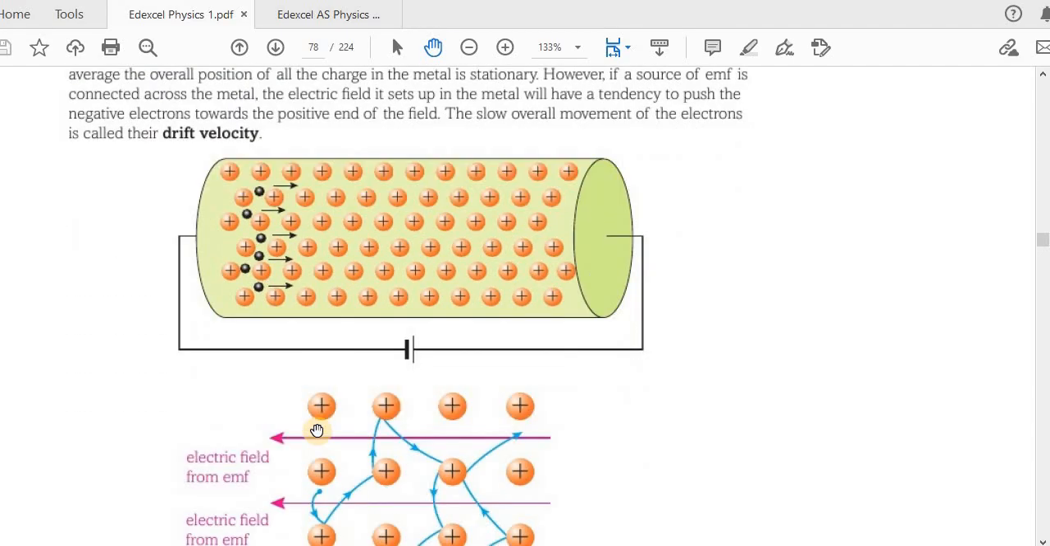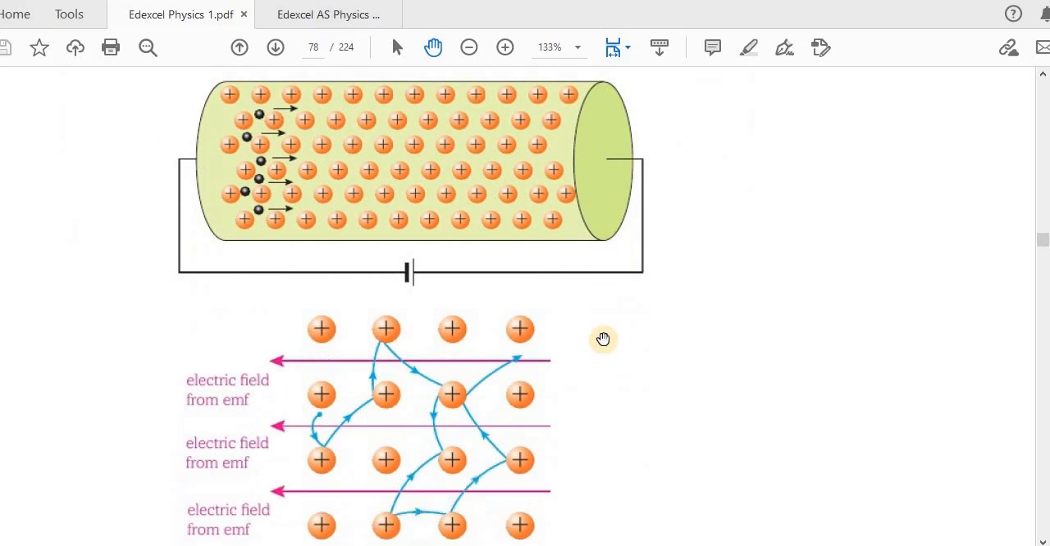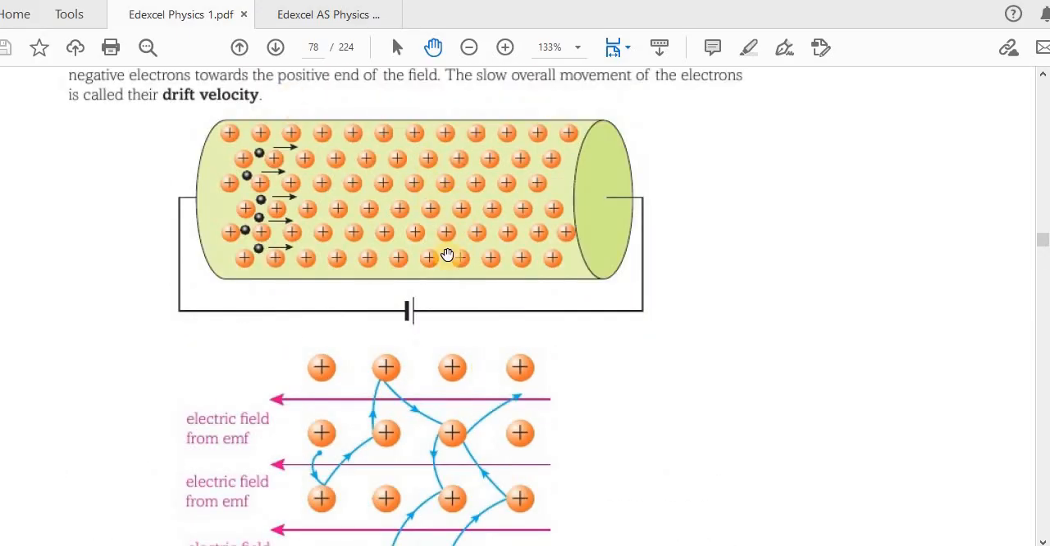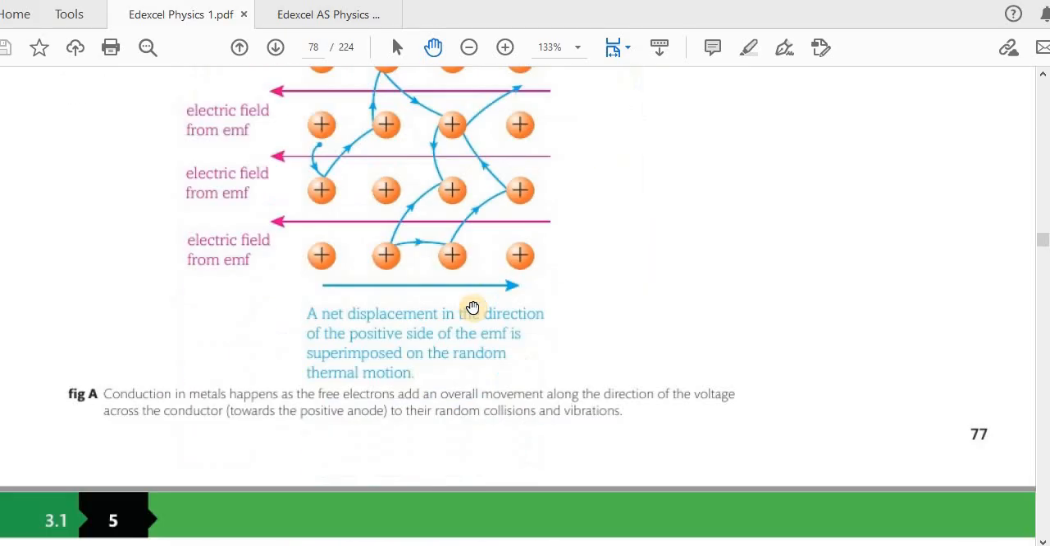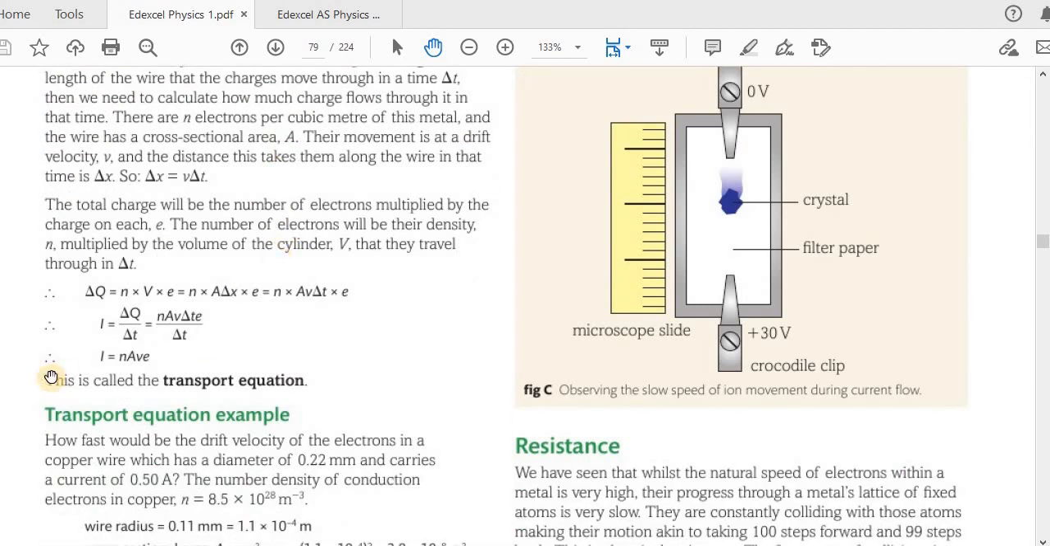Here you can see, this is a metal or a conductor. You can think that this is a wire, and a wire is cylindrical in shape. Then here you can see those are the metal ions, the plus signs are the metal ions. Then we have the transport equation, that is this: I equals nAvq. I equals nAvq is for a metal.